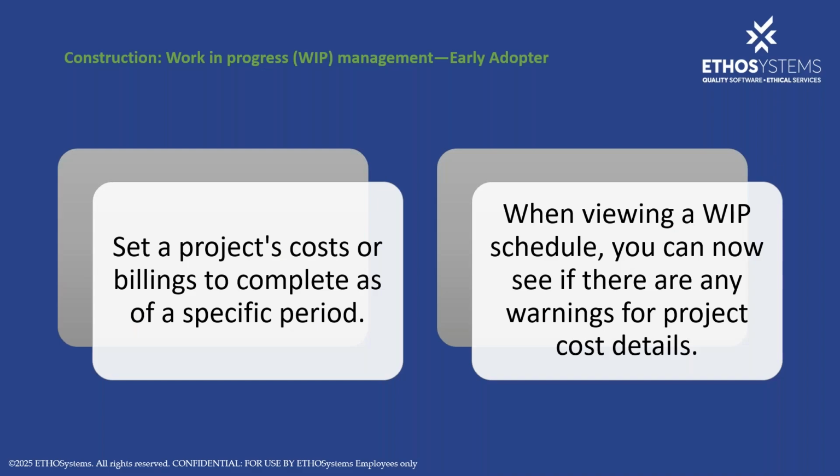Work in process management. This is one that we touched on in our last release webinar, where we've got the ability to set the project cost to complete as of a specific period. So if you're done with the project, you can mark it as 100% complete. Also, there is better viewing of errors and issues on the WIP schedule. It shows it right there. You'll see it in red if there are particular errors that you need to resolve. So some improved functionality there.